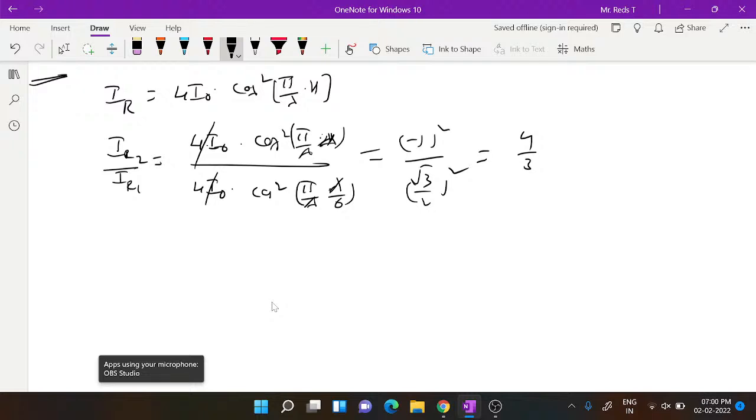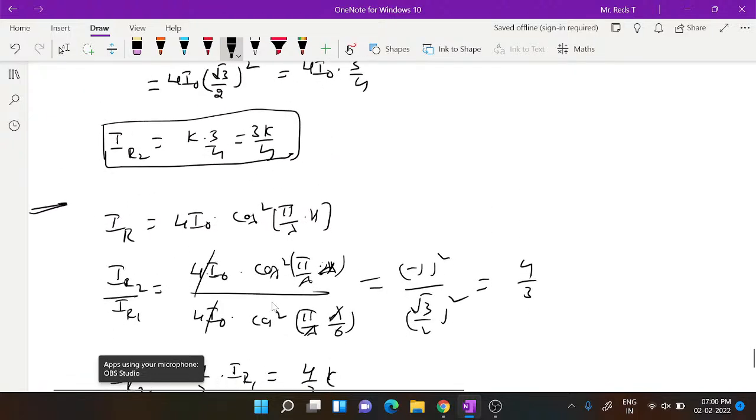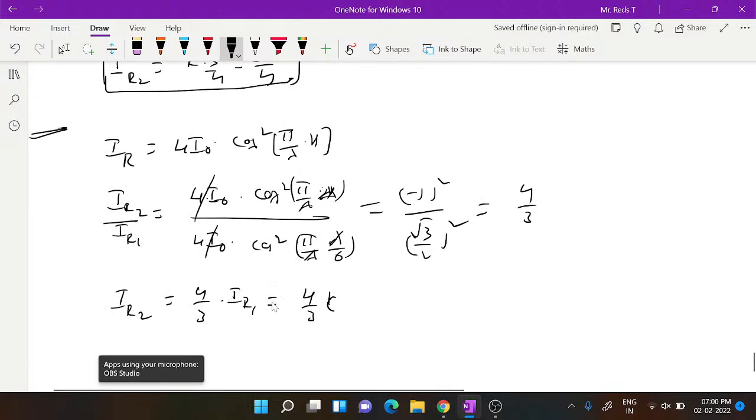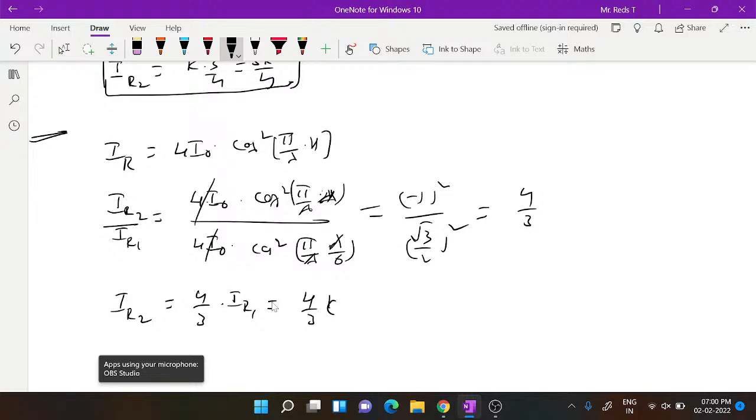But what you are getting is IR2 by IR1, right? IR2 is equal to 4 by 3 into IR1. IR1 is k, so you can take it as 4 by 3 k. Is it 3 by 4 k or 4 by 3 k? It is 3 by 4. Here we have just taken it reversely. IR2 is this, lambda by 6, taken reversely.